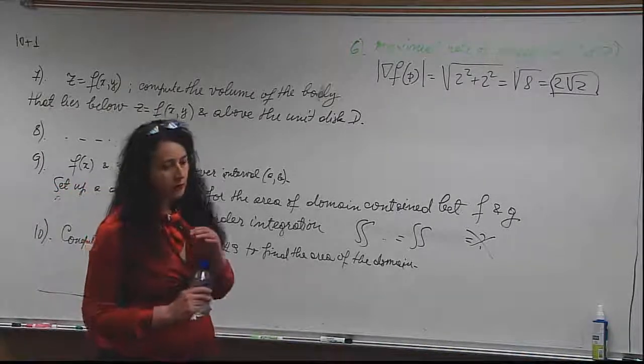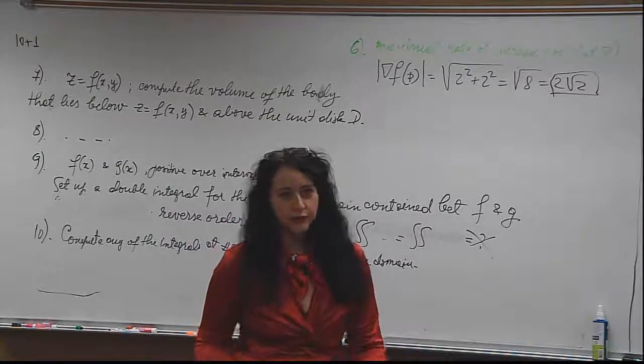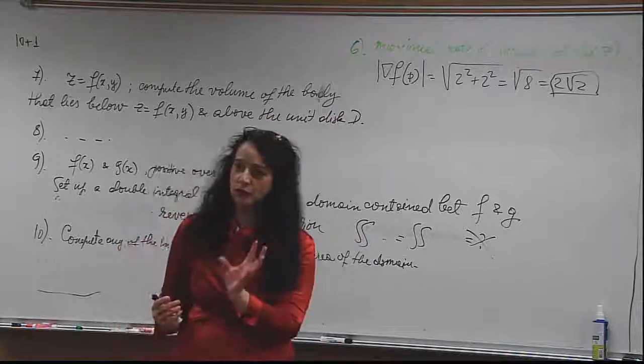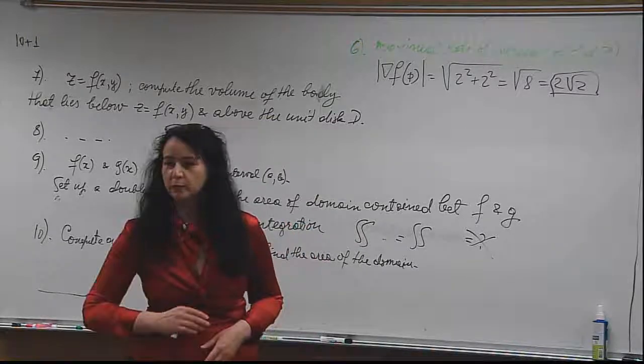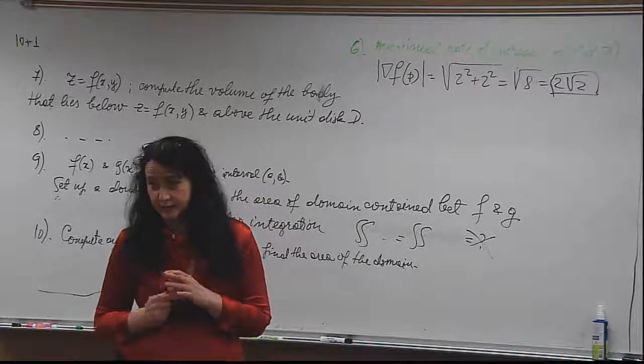So you're not going to see something like intersecting two cylinders, passing one through the other, or the ice cream cone between a paraboloid and a cone and full of ice cream. Nothing like that. Something simpler.